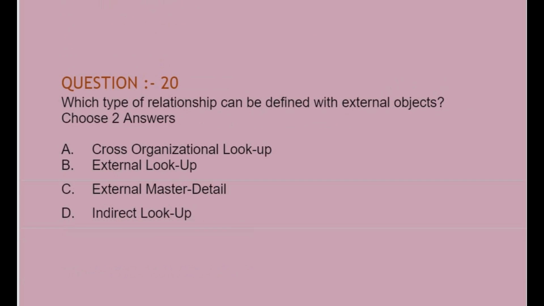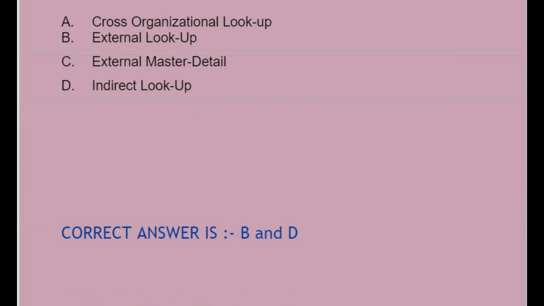Question is which type of relationship can be defined with external objects? Choose two options. Option A, cross-organizational lookup. Option B, external lookup. Option C, external master detail. Option D, indirect lookup. Correct answer is option B and option D.